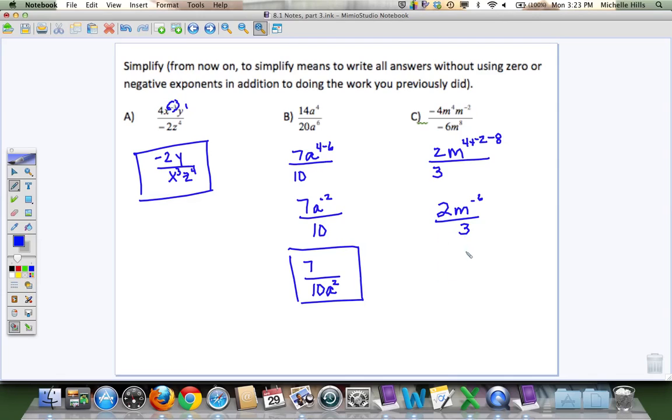But then I'm not allowed to have negative exponents, so the 2 stays because positive exponent. The 3 stays. Exponent is positive 1. The m moves so that the exponent can become positive.